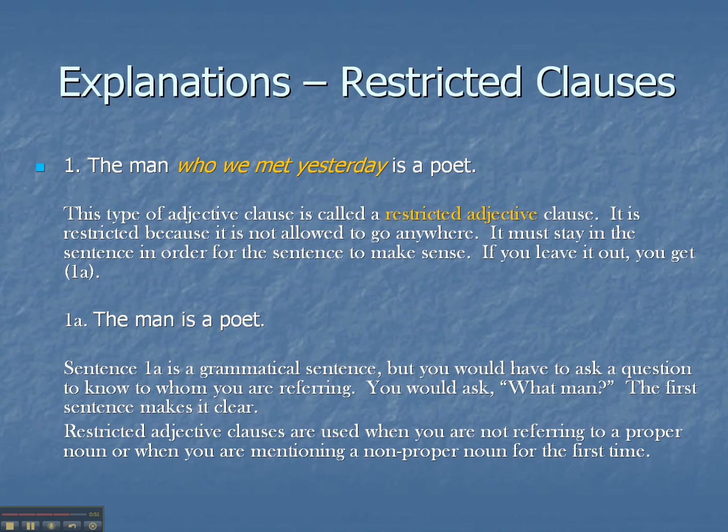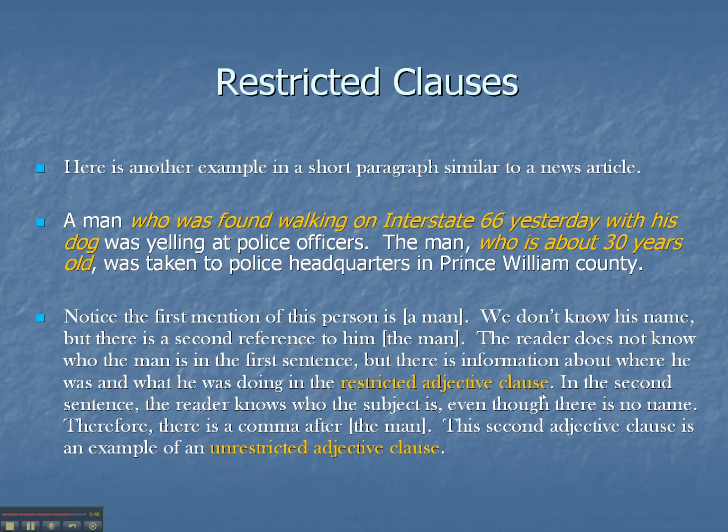If we look at this in a slightly longer example, we have this. A man who was found walking on Interstate 66 yesterday with his dog was yelling at police officers. The man, who was about 30 years old, was taken to police headquarters in Prince William County. What we have here is an example of a restricted clause first, in the orange here. Even though it's very long, it's still an adjective clause, because we don't know who the man is. But in the second sentence, we do know who this man is. And we'll talk more about this in the next video.